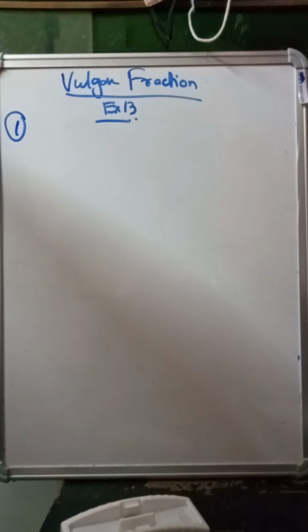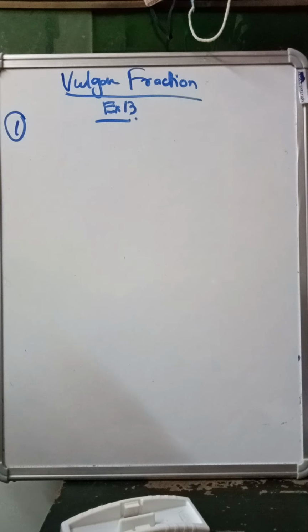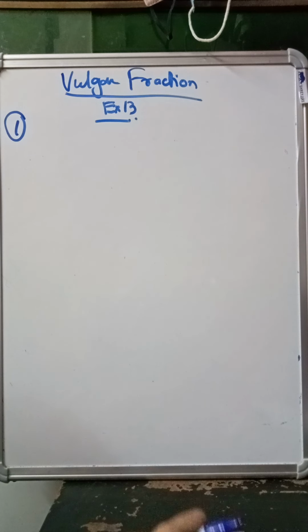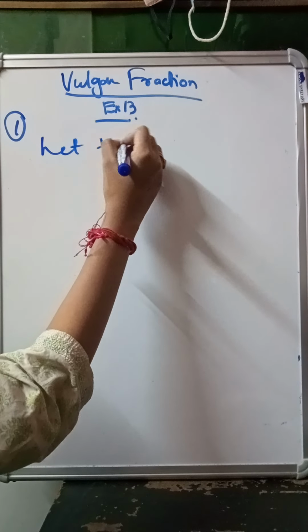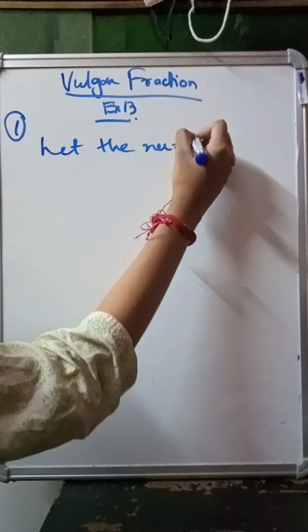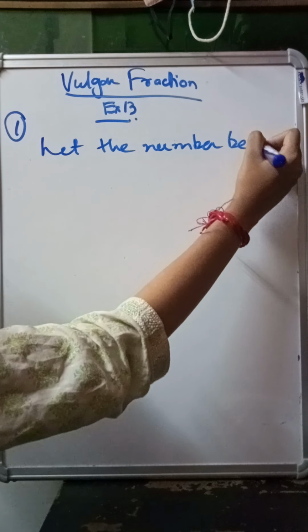What is given in sum number 1? It has been said one third of a number exceeds its 1/5 by 40. Right? Now, what is the number? It has not been said. So, at the end, we have been asked to find the number. So, we will consider, let the number be x.